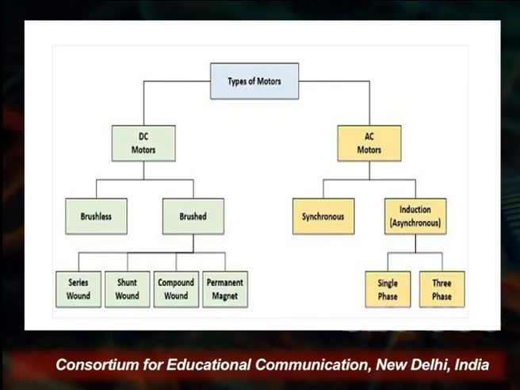Now on the screen we are seeing the types of motor. Motors are basically of two types here: one is the DC motor and the other is the AC motor. The DC motors are again classified into two ways: one is brushless and the second is brushed. The brushed motors are again classified as series, shunt, compound and permanent magnet. So these are the further classification of the brushed motors.